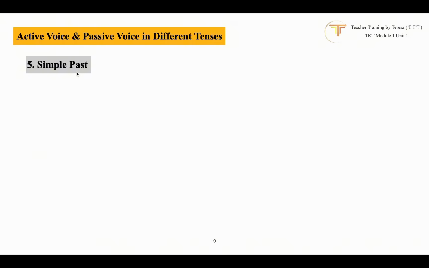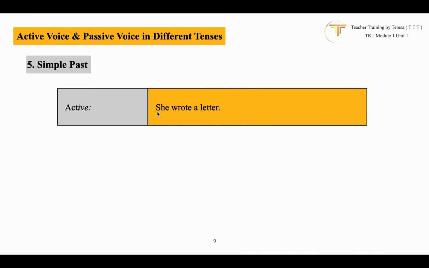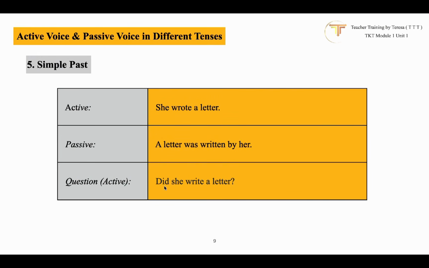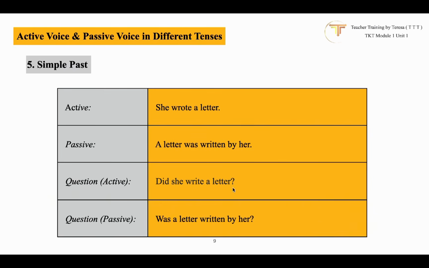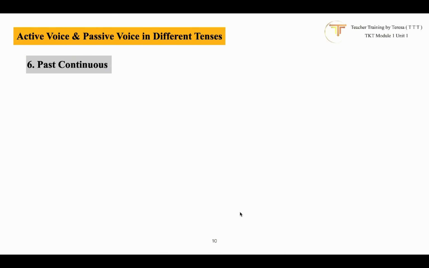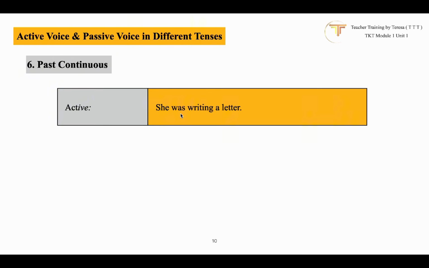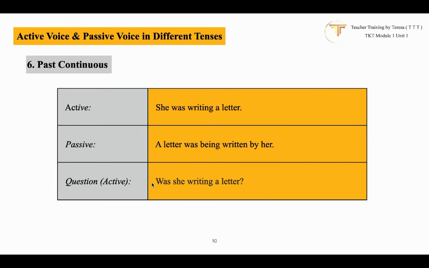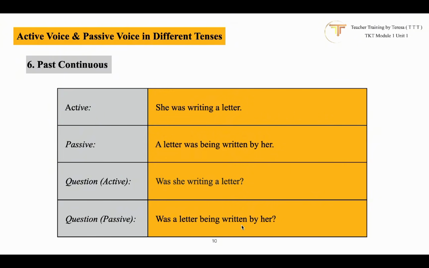5. Simple past. She wrote a letter. A letter was written by her. Did she write a letter? Was a letter written by her? 6. Past continuous. She was writing a letter. A letter was being written by her. Was she writing a letter? Was a letter being written by her?